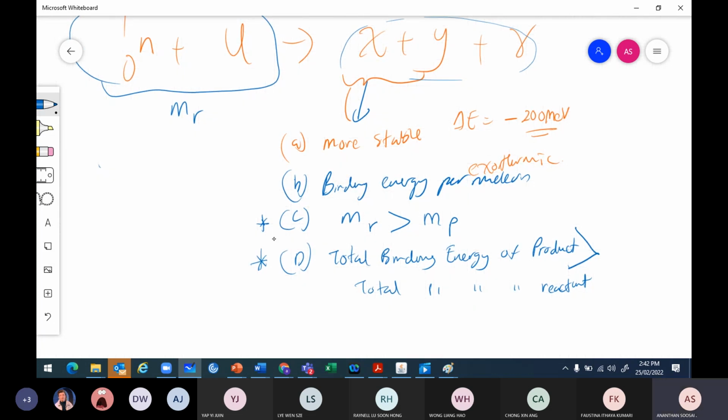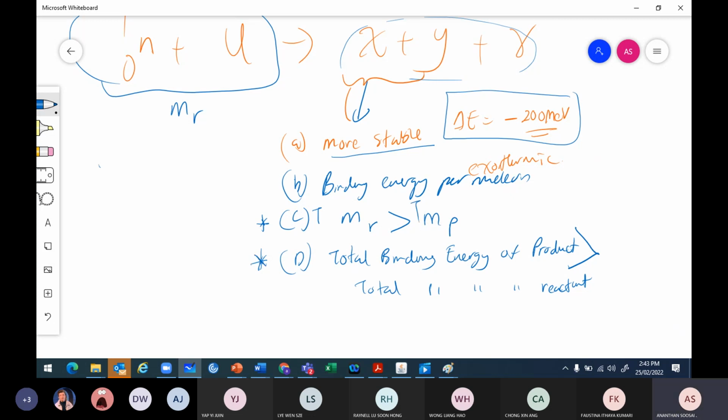So the last two is something new, an addition. When the process releases energy, you should know the product is more stable. You should know the binding energy per nucleon of the product is greater because it is more stable. And because it's exothermic, the total mass of the reactant must be greater than the total mass of the product.